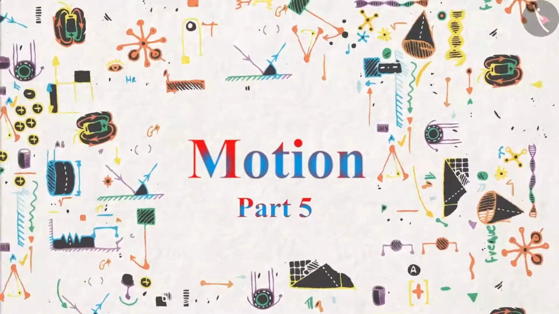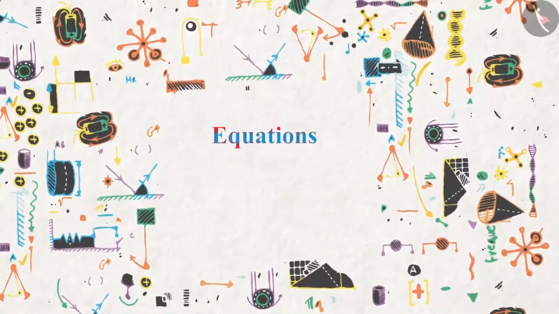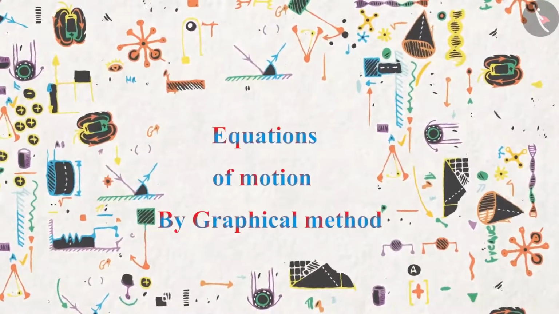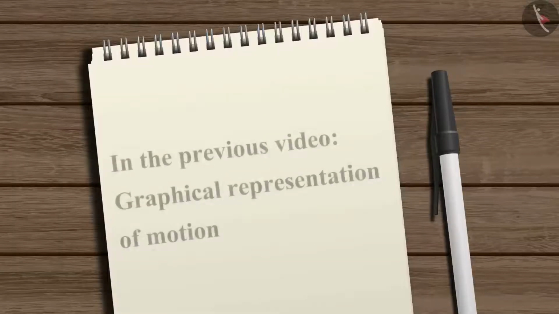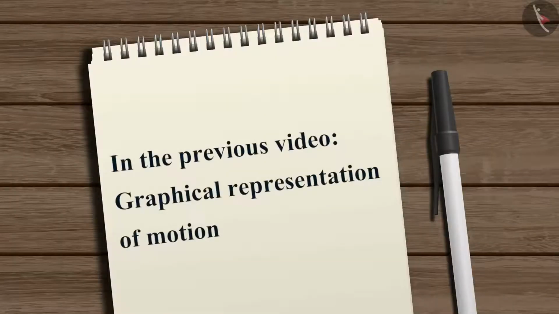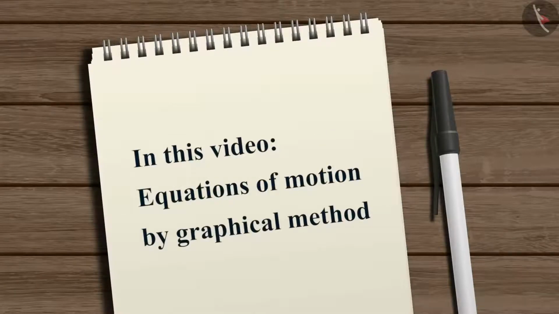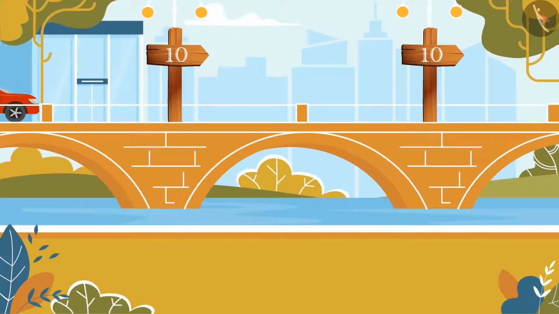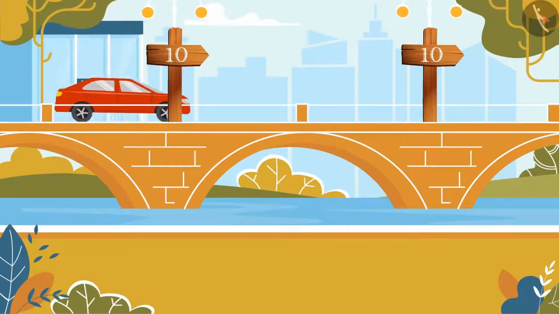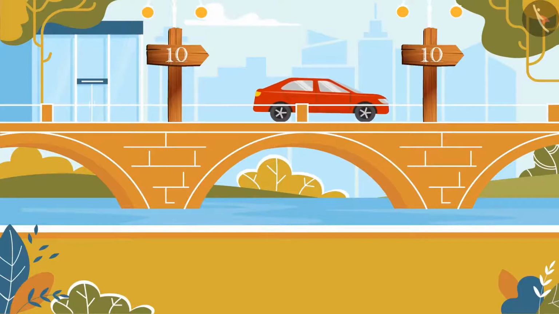Motion. Part 5. Equations of motion by graphical method. In the previous video, we learned about graphical representation of motion. In this video, we will learn to represent the equations of motion by graphical method. Earlier, we have studied the motion of an object along a straight line in uniform velocity.